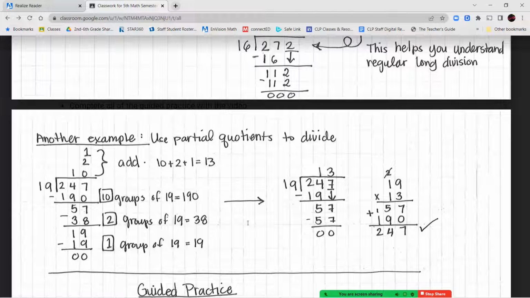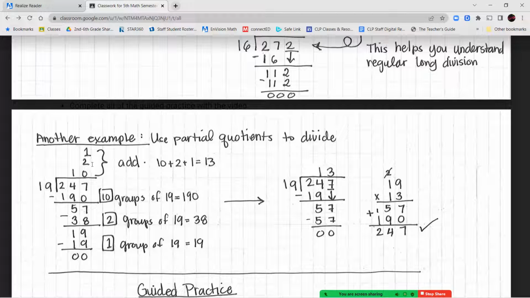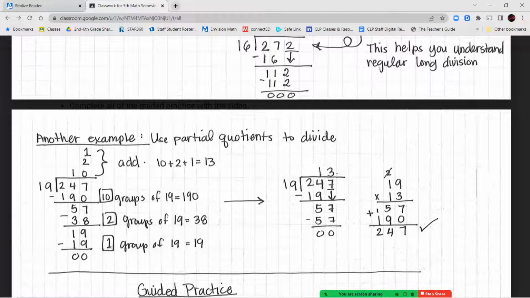Now, if you use the more traditional version of long division, 19 doesn't go into 2, so we look at the first two digits, 24. There's one group of 19 in 24. Subtract the 19, we end up with 5. We drop the 7. We know that 19 goes into 57 3 times, just like we noticed up here. 19 times 3 is 57, subtract it off. We have a 0 remainder, and now we have the whole 13 up here, as opposed to having it in parts over here.